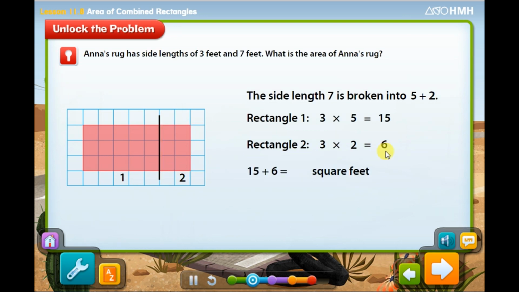Next, add the products to find the total area. Then we sum them together: 15 plus 6 will be 21. The sum is 21. Why do you add the areas of the two smaller rectangles? Each of the smaller areas represents only part of the whole area. Together, they make up the whole area. The area of Anna's rug is 21 square feet.